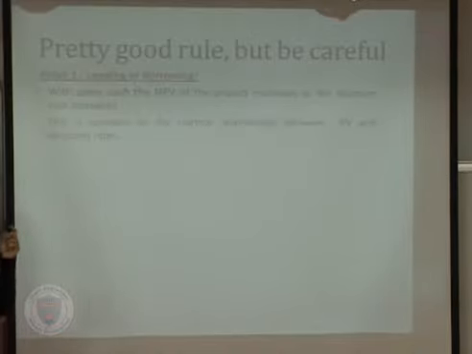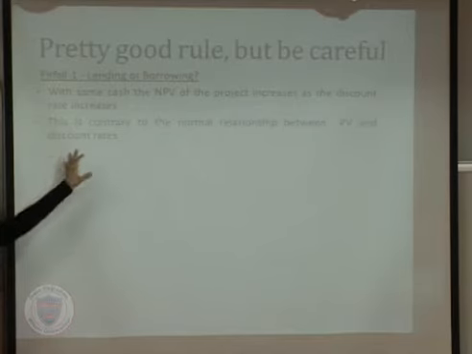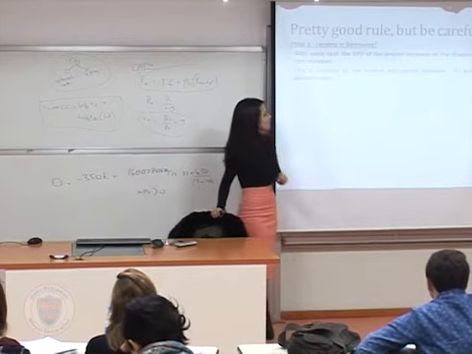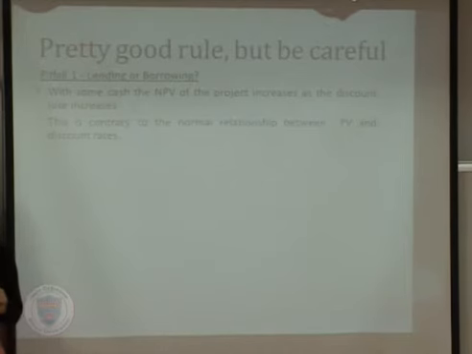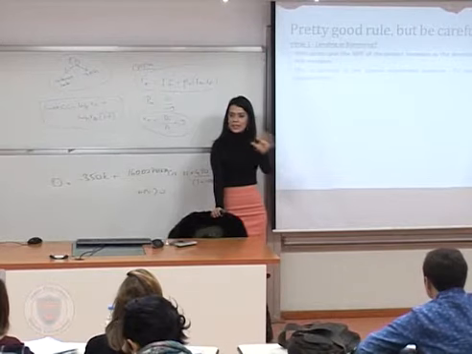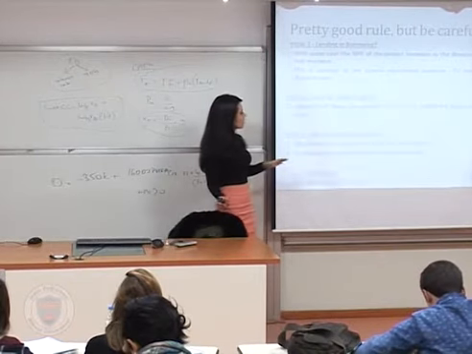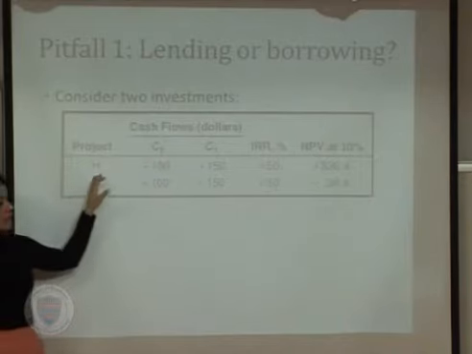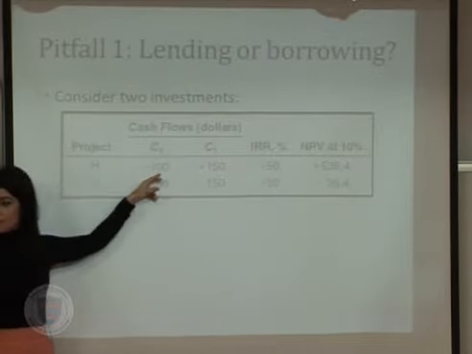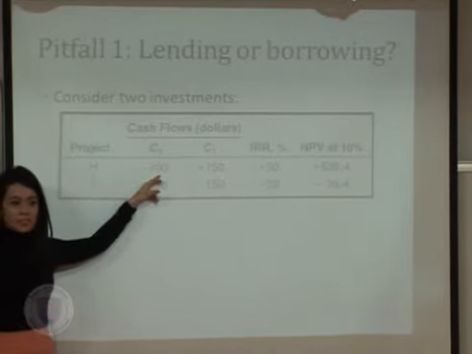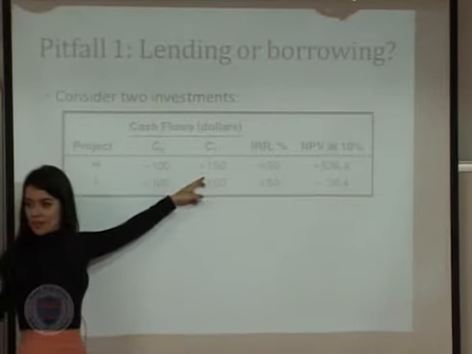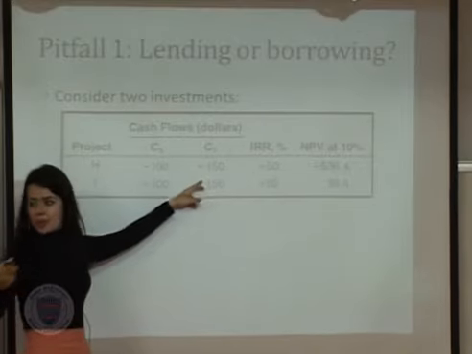Okay, I'm going to focus on three things. One is IRR may mislead you. IRR may mislead you when you are looking at lending or borrowing. So let's look at this example. Suppose that we have two investments. One, you are giving money to your friend. You're giving $100 to your friend, and then your friend will give back to you $150 after 1 year.